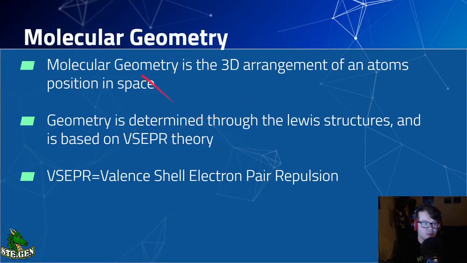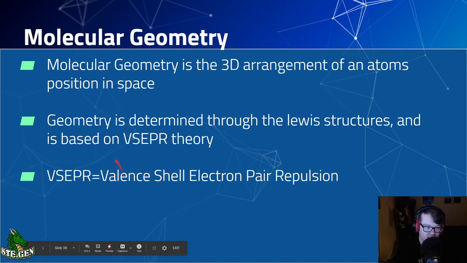But molecular geometry is the 3D arrangement of an atom's position in space. That's how we describe it. It's determined through the Lewis structure, but also is based on what's called VSEPR theory. I know that's not an E before that, but it's VSEPR theory. VSEPR theory stands for valence shell electron pair repulsion, which seems really scary, but if we just break down all of those words to what they mean, you'll hopefully realize it's not actually that bad.